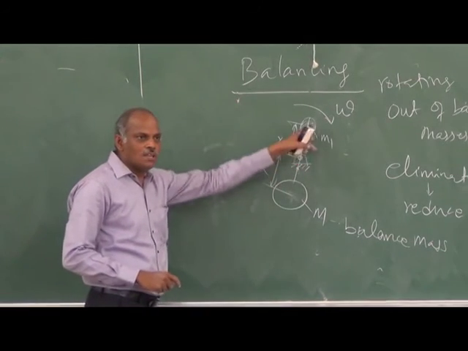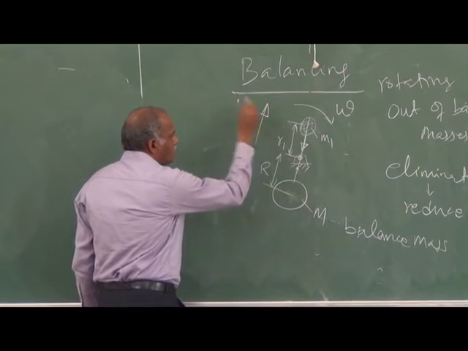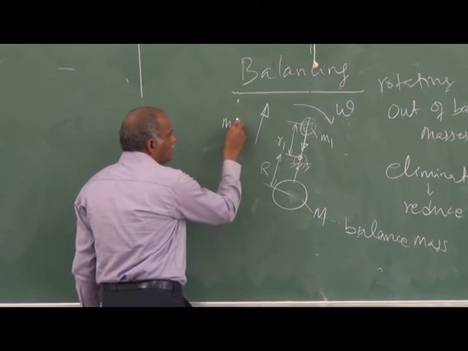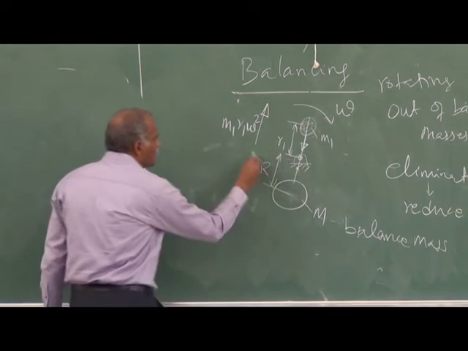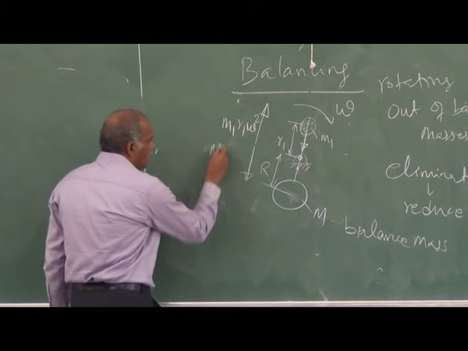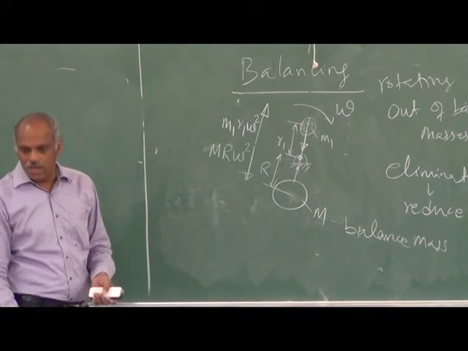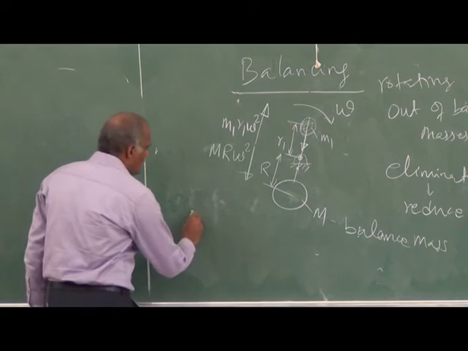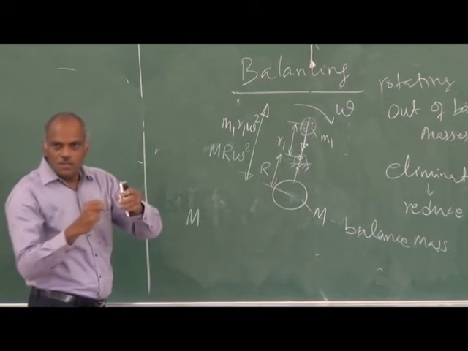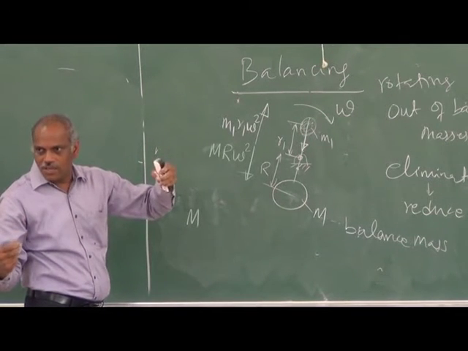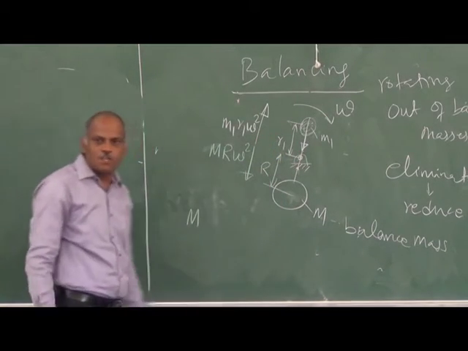Now what will happen if you look at these two as a system? The inertial force of this will be in this direction. That will be given by m1 r1 omega square. The inertial force of this balance mass is m r omega square. If you choose carefully such that these two are equal in magnitude, they are opposite in direction because they are on either side of the center of rotation, so they will produce opposite forces.